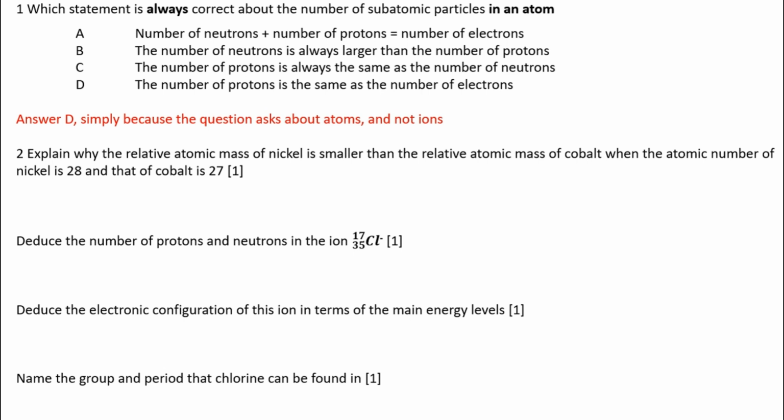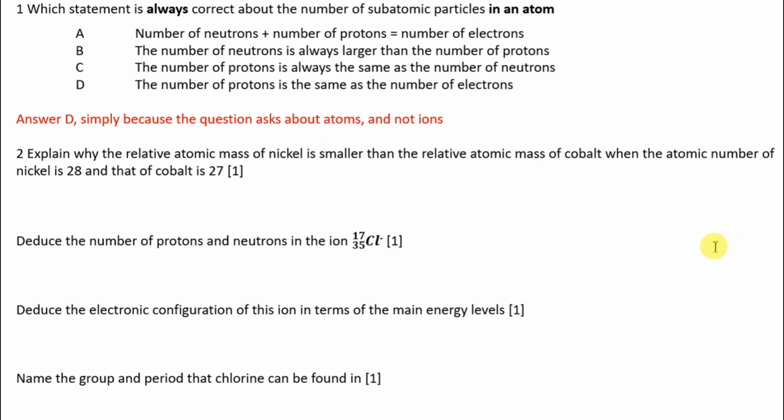Finally, a few quick questions based on past paper questions I've seen over the years. Which statement is always correct about the number of subatomic particles in an atom? Note the bold "always", that's drawing it to our attention. Please don't look at what's in red. See what you think. And the answer is D, simply because the question asks about atoms and not ions. Number of protons is the same as the number of electrons.